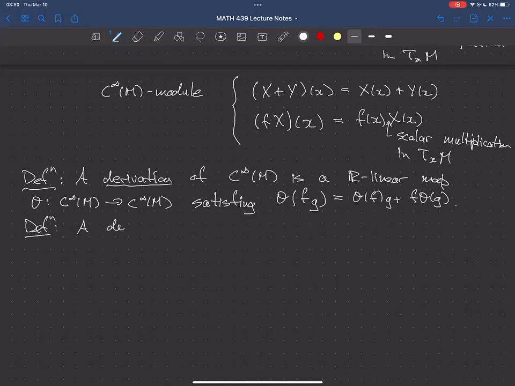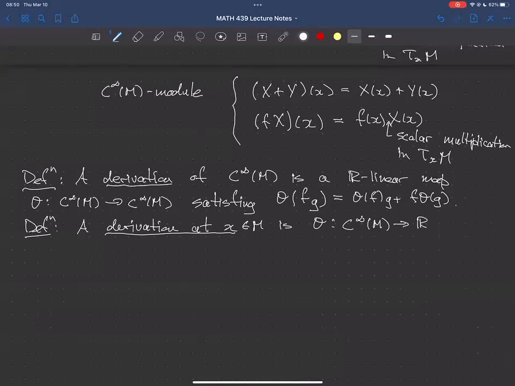Okay, so a derivation at x in M is a mapping, and I'll again call it theta, from C infinity of M to, in this case now, it's going to take values in R. And again this is a real linear map, like it was above.